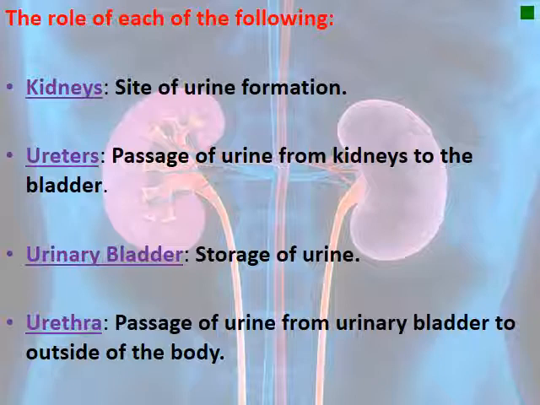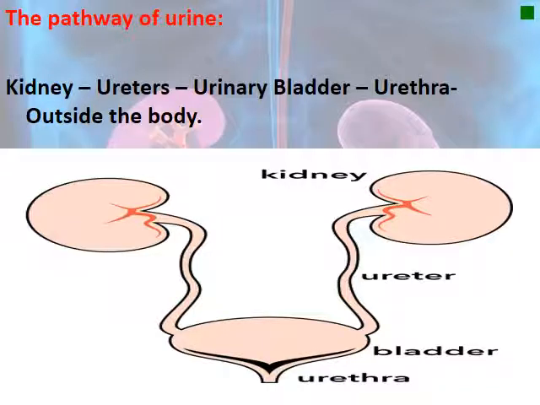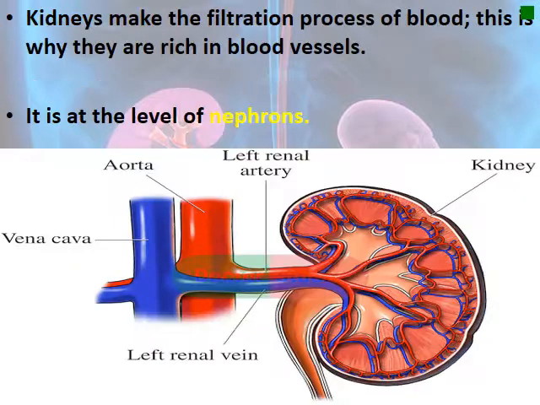And whenever we go to the toilet to excrete our urine, it's going to be excreted through the urethra. So the urethra is the passage of urine from the urinary bladder to outside the body. The urinary bladder is present in both male and female. So the pathway of the urine is going to pass from the kidneys to the ureters and then to the urinary bladder where it's going to be stored, to the urethra and to be excreted outside the body.